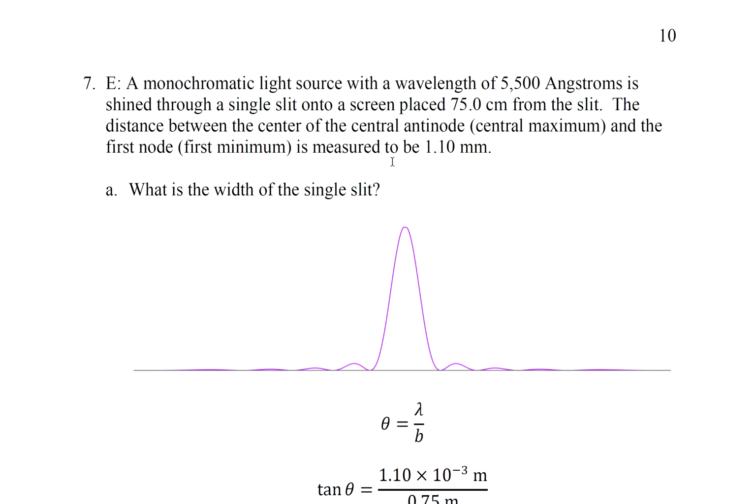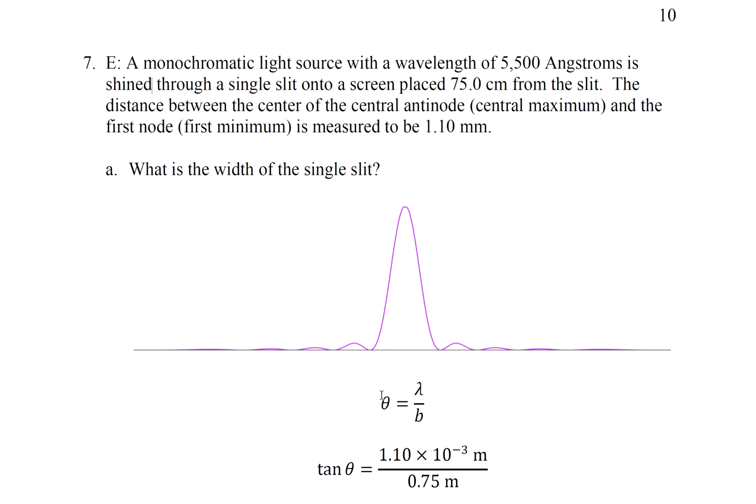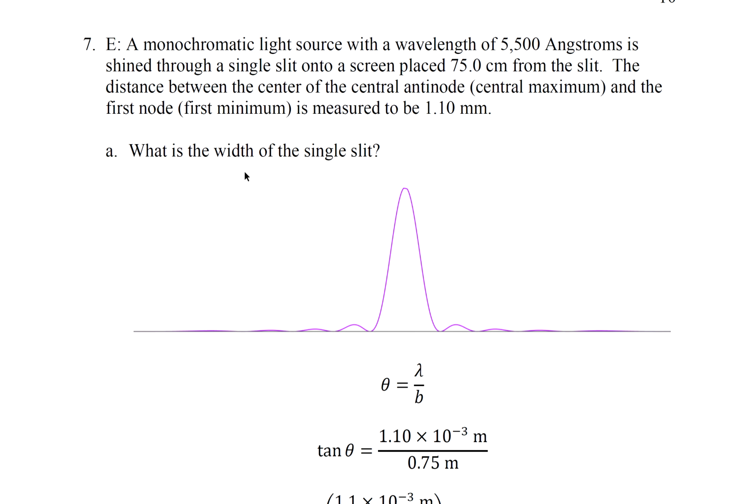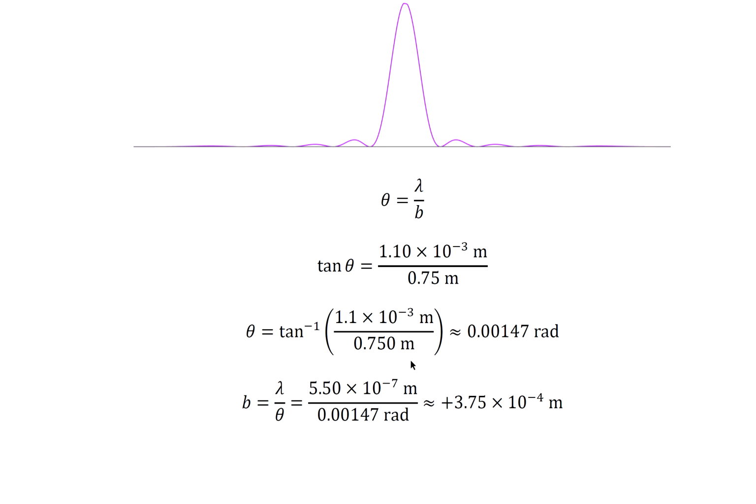Question 7. A monochromatic light source with a wavelength of 5,500 angstroms is shined through a single slit onto a screen placed 75 centimeters from the slit. The distance between the center of the central antinode, meaning central maximum, and the first node, the first minimum, is measured to be 1.10 millimeters. What is the width of the single slit? So let's just use this equation. And we get this solution.